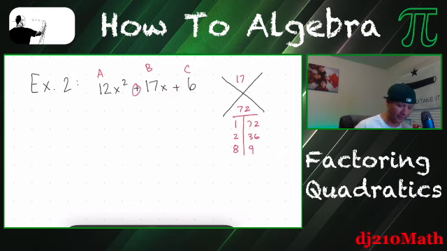If one of these was negative, then you would have to consider the negative factors of 72. So 1 times 72, that doesn't add up to 17. 2 and 36, that doesn't add up to 17. However, 8 and 9 do add up to 17. So those are the numbers that I'm going to split 17 into.